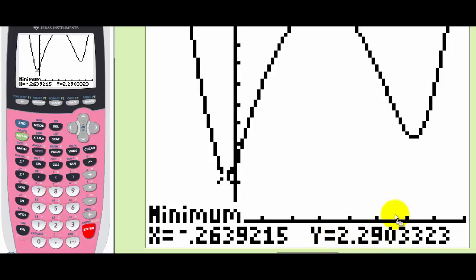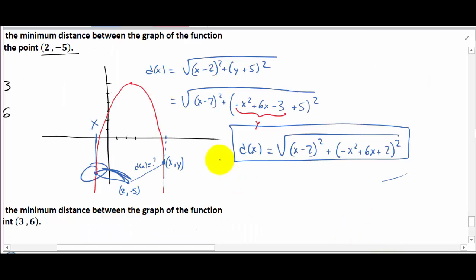Okay, you want the y, that's my distance. On the y-axis you have the distance. You graph the function d of x, right? So the minimum distance is going to be 2.3 units. So the minimum distance, d of x, is going to be about 2.3 units. That's the minimum distance.